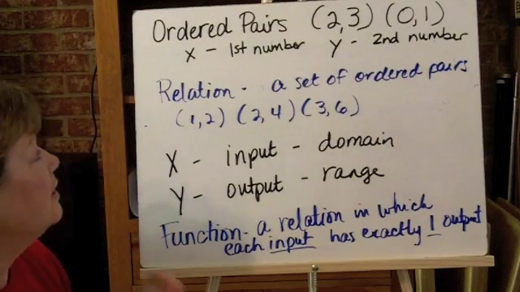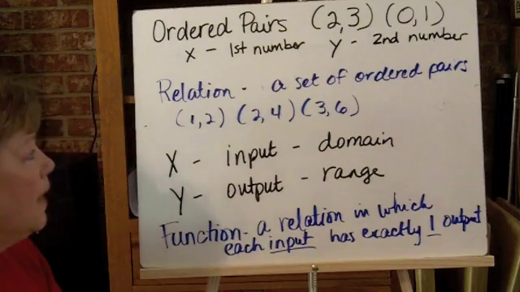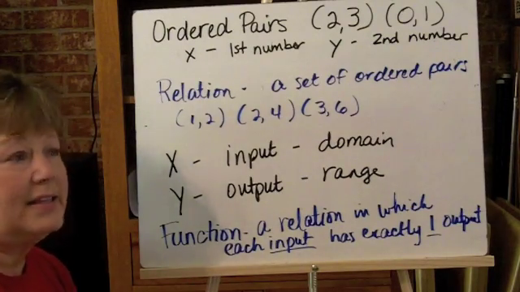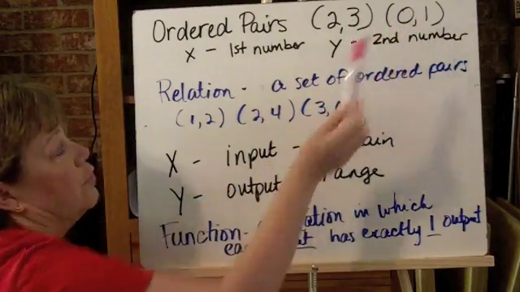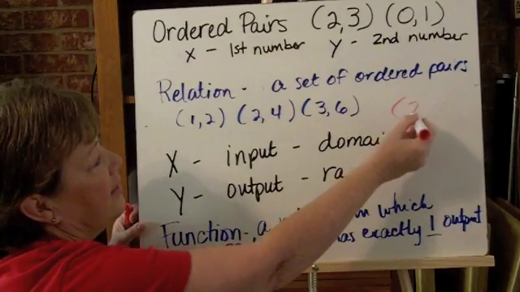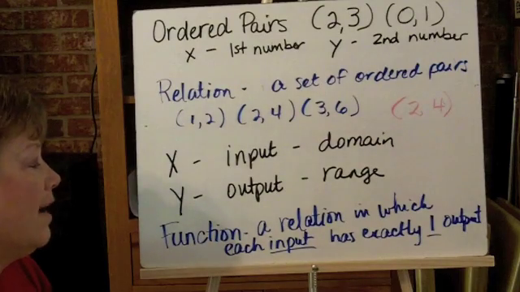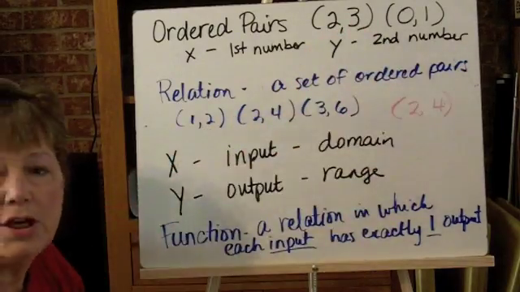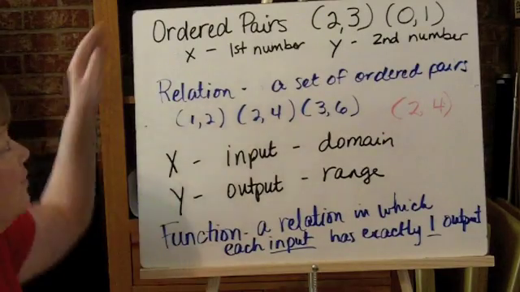Now, a function is a very special relation in which each input has exactly one output. So that means for each X, there's only one unique Y. So this could be a function because the X goes to a 3 and the X goes to a 1. But if I added another 1 and I said (1, 4), then that would no longer be a function because the input is going to two different numbers. The function has to have a unique X in the entire set of values.